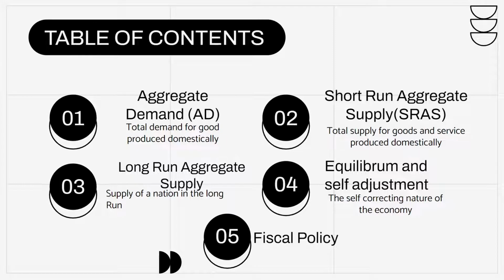So let's look at the table of contents that we're going to talk about today. The first one is aggregate demand, which is basically the total demand for all the goods and services produced domestically. Then we move on to the short-run aggregate supply curve, which shows the total supply for goods and services produced domestically. Then we go to the long-run aggregate supply curve, which shows the supply of a nation's goods and services in the long run. Then we have equilibrium and self-adjustment, which talks about the self-correcting nature of the economy. And last but not least, surely we have the fiscal policy.